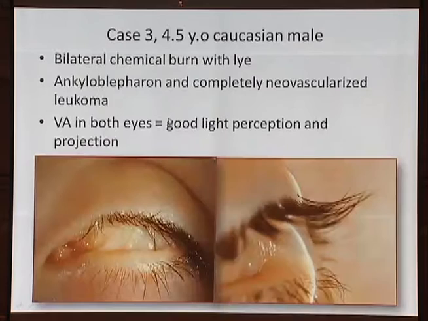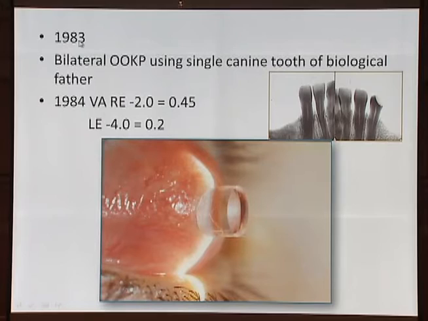And the third case is a 4.5-year-old Caucasian female, also with bilateral chemical burn with lye, ankyloblepharon, as we can see in the pictures, and completely neovascularized glaucoma. Visual acuity in both eyes was good, light projection and perception. And then in 1983, Dr. Temprano decided to do bilateral OOKP using a single canine tooth of the biological father, so he split the canine tooth into two for use in both eyes, and this is the visual acuity obtained by the patient in the right eye, 45%, and in the left eye, 20%.